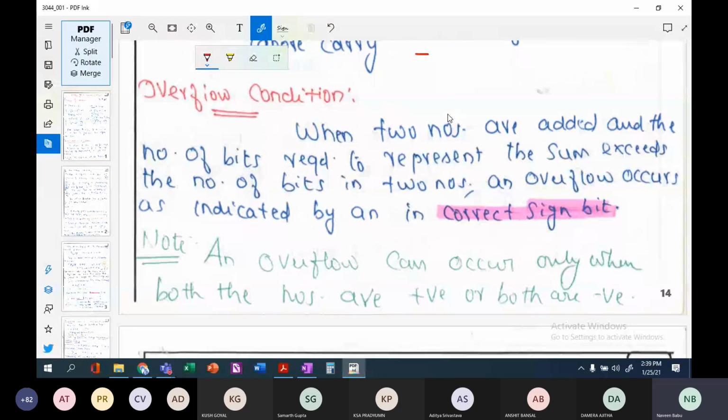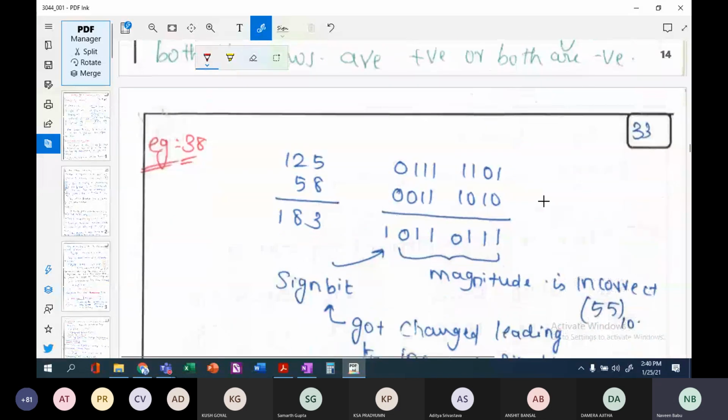So let us just go through this. When two numbers are added and the number of bits required to represent the sum exceeds the number of bits in the two numbers, an overflow will occur, as indicated by an incorrect sign bit. Now, as a quick example, let us see here: 125 plus 58 is 183.